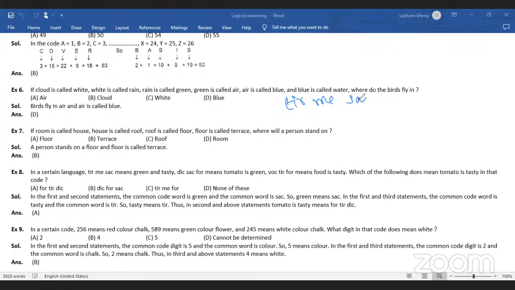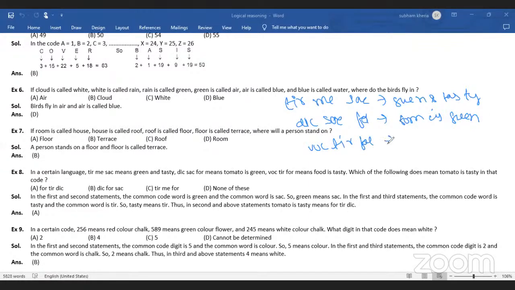Ter me sack means green and tasty. Dick sack for means tomato is green. And then walk ter for means food is tasty. Now start comparing. Let's take a different pen. In these two, what is the common code? Sack. So circle sack. And in these two, what is the common word? Green. So circle green. That means the code of sack is green.